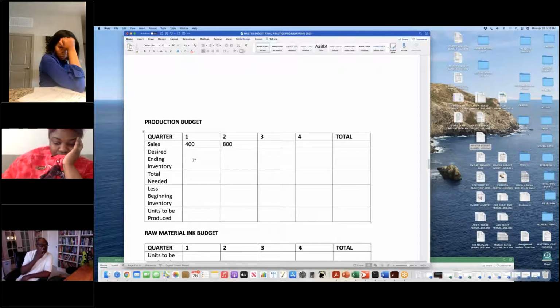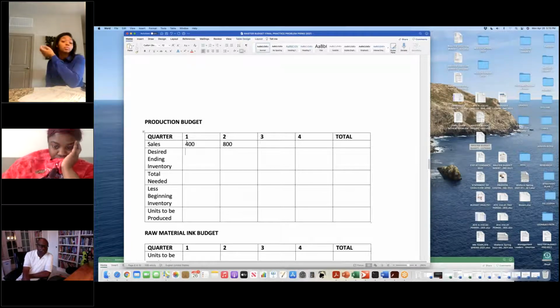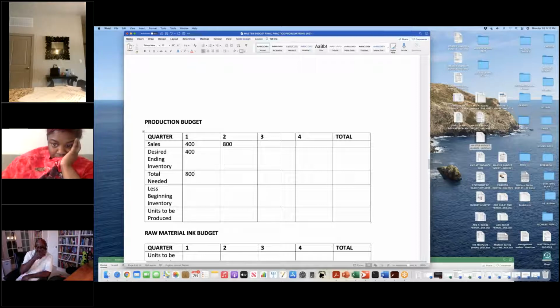So on the first quarter, our desired ending inventory is still 50%, right? So we've got to produce the 400 we're selling plus half of the 800 that we're going to sell in the second quarter. So this becomes 400. We just took 50% of this number. So we need to produce how many? 800. Our beginning inventory is zero. And so we're producing 800 the first quarter.